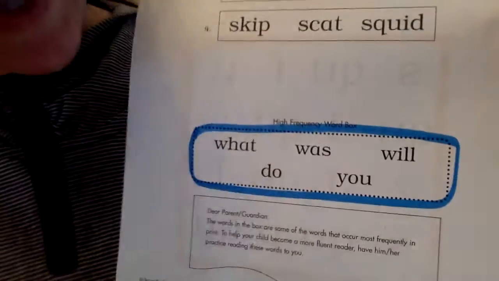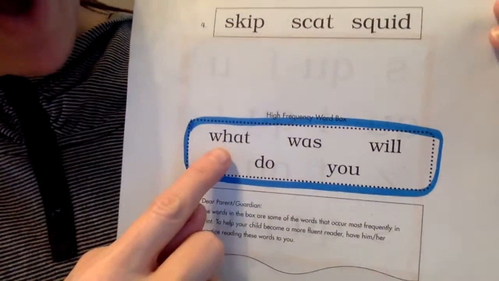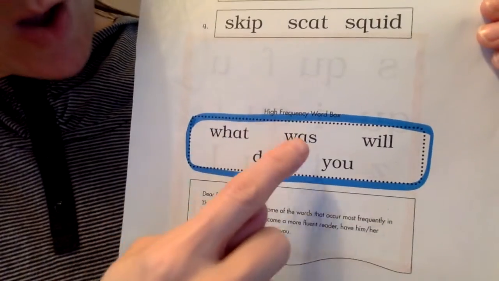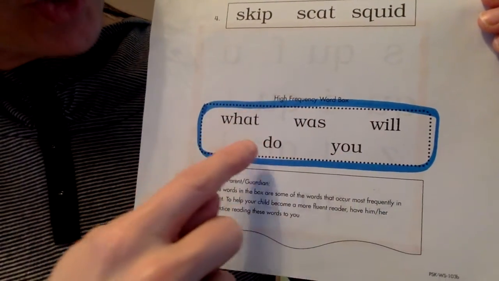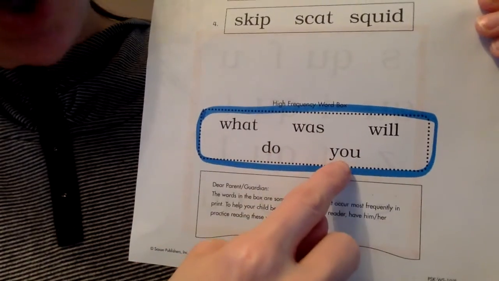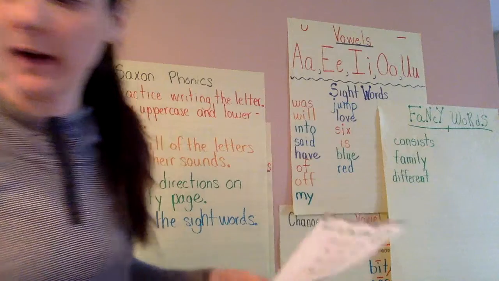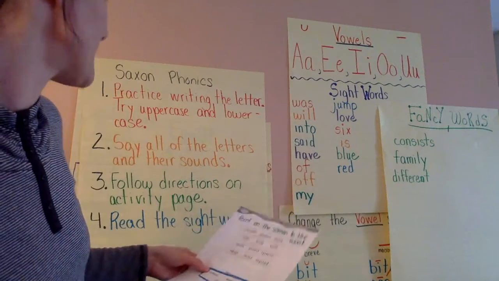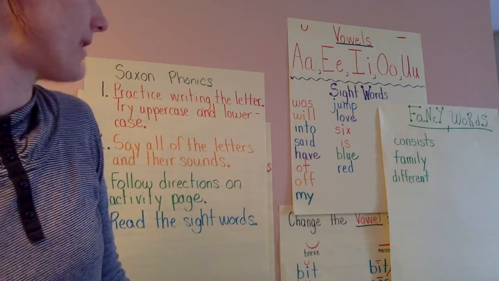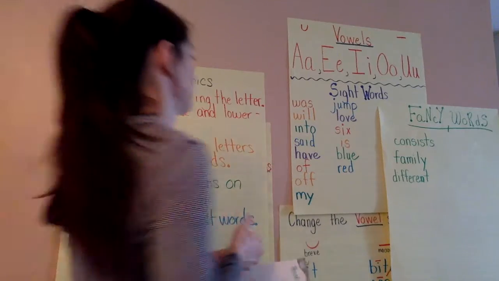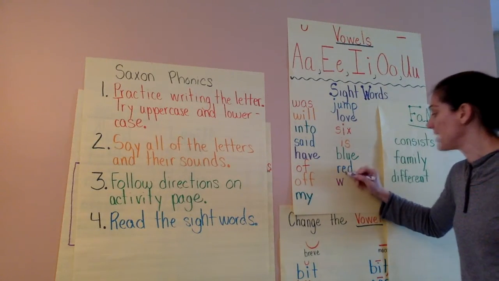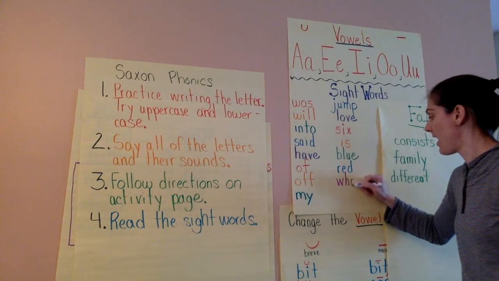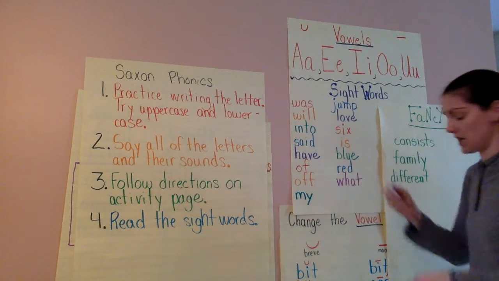Okay. Now let's do my turn, your turn to check yourself. What, was, will, do, you. Let's see if we have to add any of these words to our word wall over here. So what? We do not have what up there, so I'm going to add what for us. So what? W-H-A-T. What?